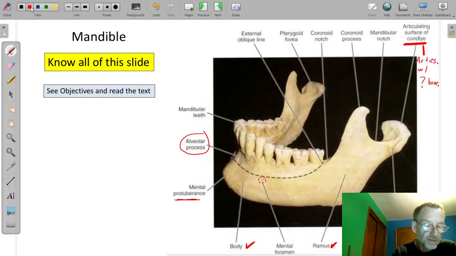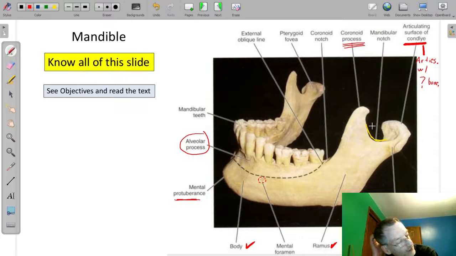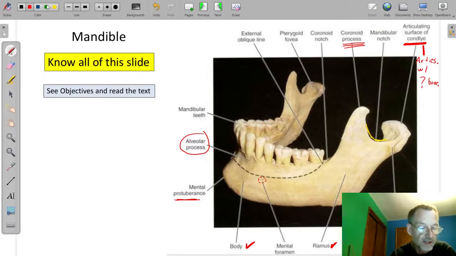Mandibular notch, again, you've probably covered this in A&P, but there is the mandibular notch. And then we have the coronoid process. And we will be talking about the muscles of mastication that move the mandible during chewing. So the temporalis is going to insert on the coronoid process. Don't worry about muscles right now. We'll come to them. The coronoid notch is this portion.